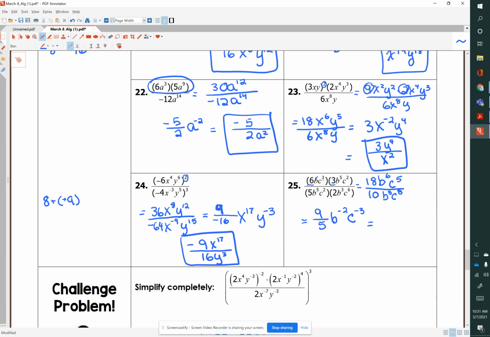And then getting rid of those negative exponents, we have a numerator of 9, in the denominator, 5b to the second, c to the third.